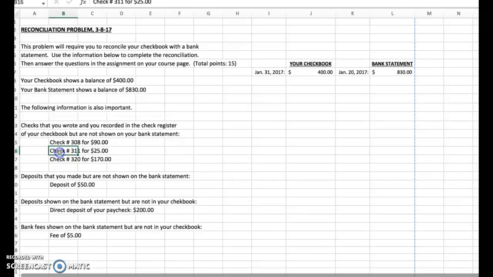There are two more, check number 311, check number 320. These three amounts are all outstanding. So the bank eventually will get them because those companies or those people will eventually cash those checks for 90 and 25 and 170. So that's why we need to deduct. So over here, we will deduct $90 and we will deduct $25 and we will deduct from the bank statement $170.